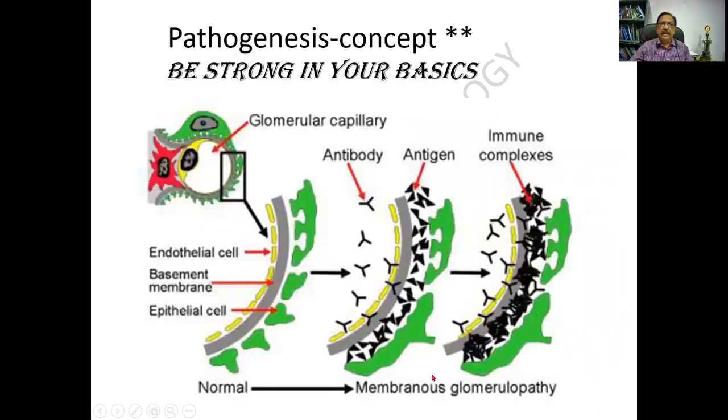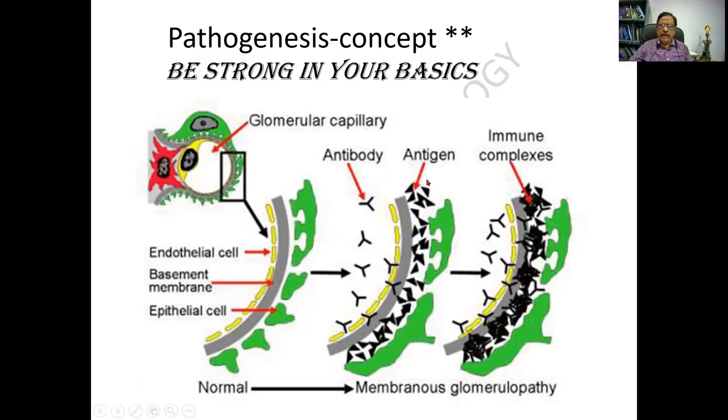This is a very nice diagram. I would like you people to develop a concept. Again, a glomerulus with a capillary, the epithelium and the endothelium, this is the mesangium. A higher magnification of the same. The gray color is the basement membrane and the yellow color part of the endothelium. The green is the epithelium.